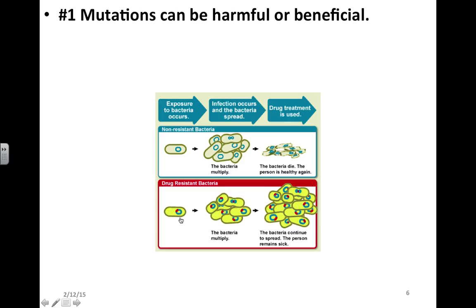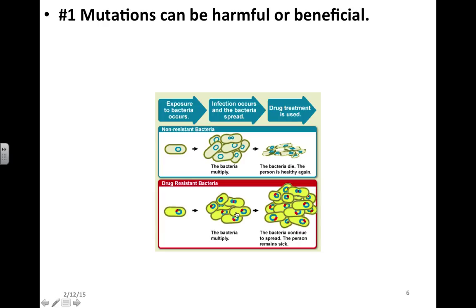But there are a number of bacteria out there that have learned to become drug resistant. So again, what happens is the bacteria gets in your body, it multiplies, that's all normal. But then you take a drug, an antibiotic, to kill it, and it doesn't work because the bacteria is resistant to it. So the bacteria will continue to multiply, and when that happens, you're going to have all the symptoms of being sick. So the person remains sick at this point. So this is a mutation that is beneficial definitely for the bacteria, but not for the human.